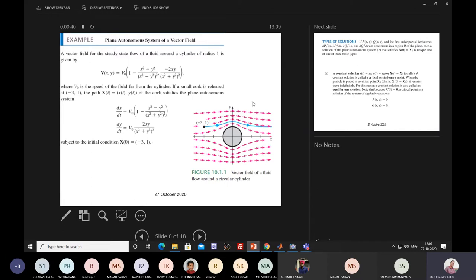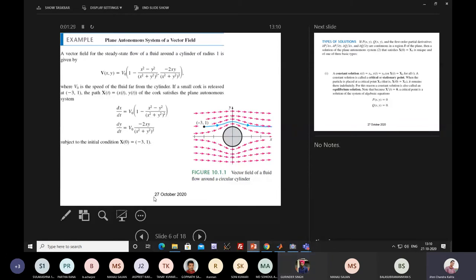So what is going to happen? Say, suppose you release some very light stuff. Suppose I am considering a cork. Okay, so suppose this is my initial condition, x at time 0 is minus q1. So basically, I am releasing a cork at the point minus q1. So then, what is going to happen? The cork is going to flow in the fluid, fine? And this blue line is going to show me the trajectory of that ball. Is it okay with everybody?